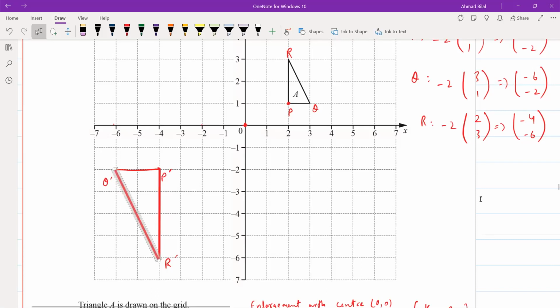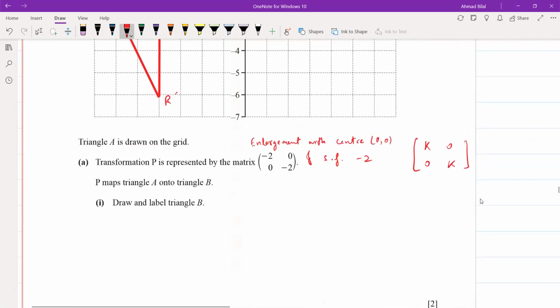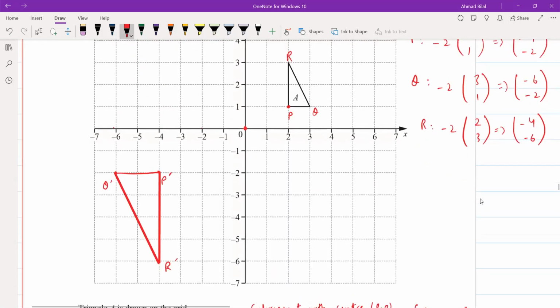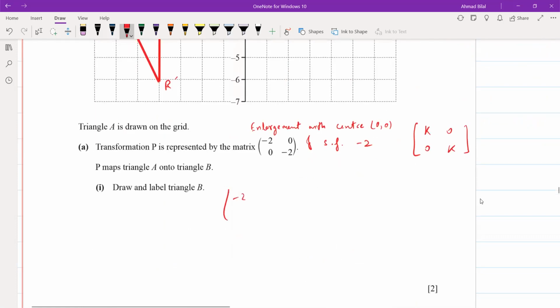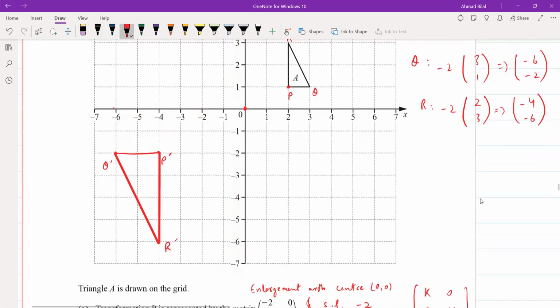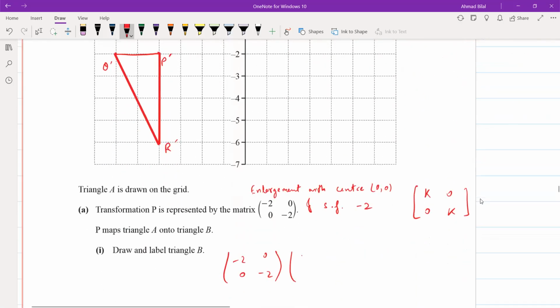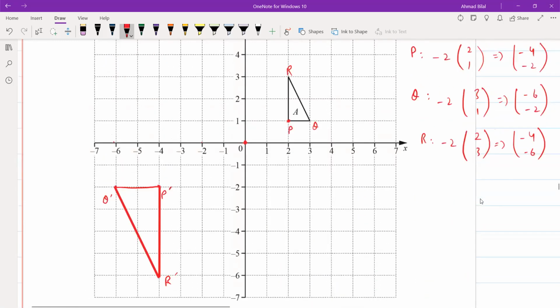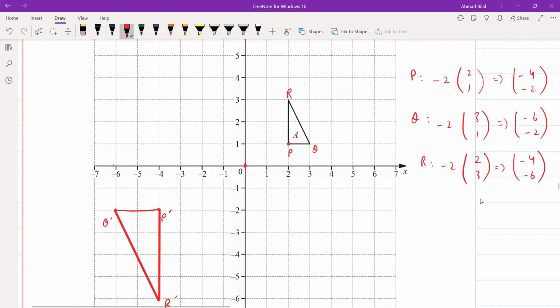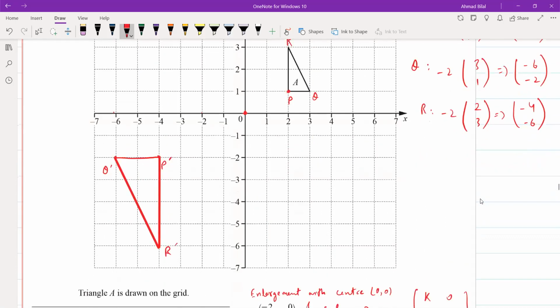ठीक है, दूसरा method of course आप matrices वाला use करना चाहते हैं वो भी कर सकते हैं. Matrix multiplication. So you just write down the points that you have. So you say minus 2, 0, 0, minus 2. This is the matrix. जो points हैं सारे वो आप लिख लें. P, Q, R के P के coordinates क्या हैं? P के coordinates are 2 and 1. Q के coordinates are 3 and 1. R के coordinates are 2 and 3.